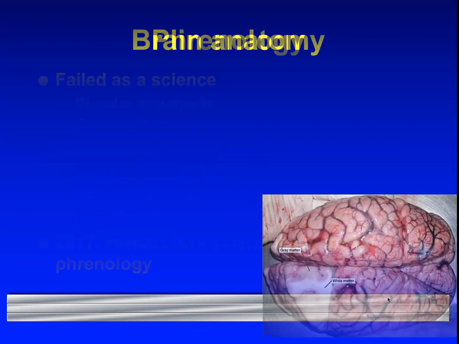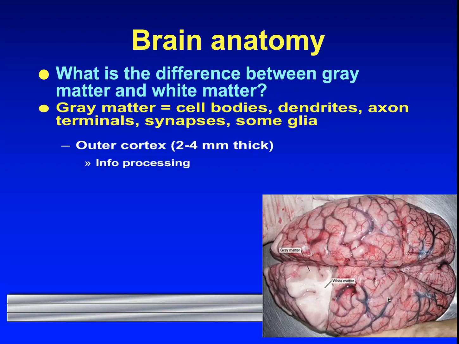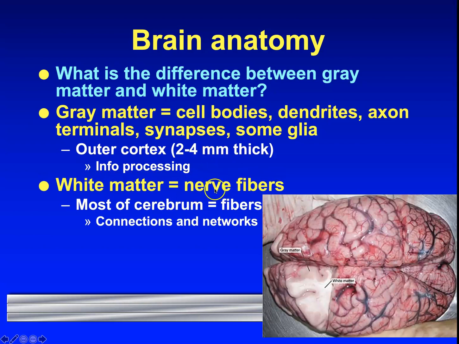All right, looking more at the anatomy. We talk about gray matter and white matter. Now, what is the difference between gray matter and white matter? Gray matter is the cell bodies, the dendrites, sometimes the axon terminals, the synapses, and some glia. The white matter is the axons. All right, so here is gray matter. You can see it looks slightly different, but here the axons or fibers look more white.